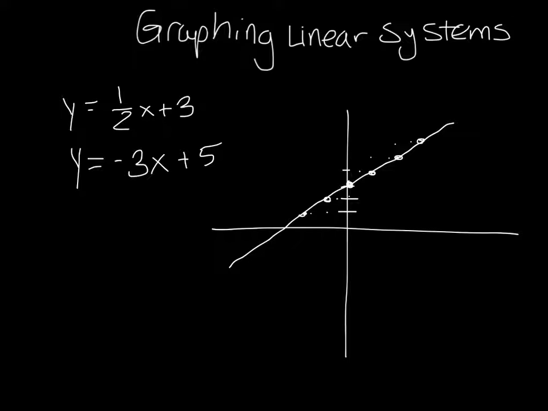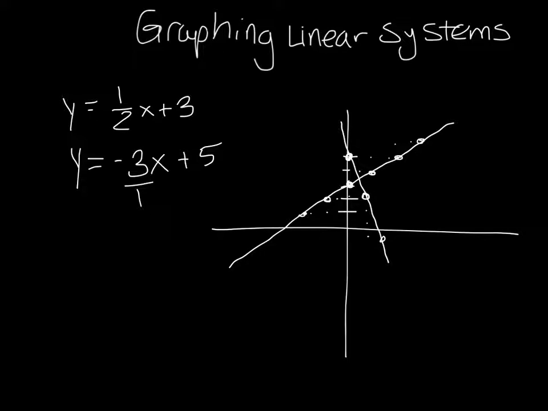Okay, the other one, I go up to 5, and my slope is down 3. I'm going to have to go 3 over 1, so down 1, 2, 3, and over 1. And basically what we're looking at when we do this is where do the two lines intersect? And so you can see we've graphed enough that they actually intersect.